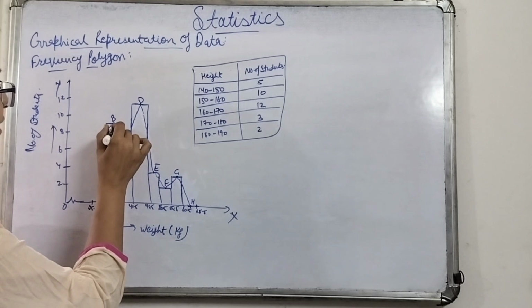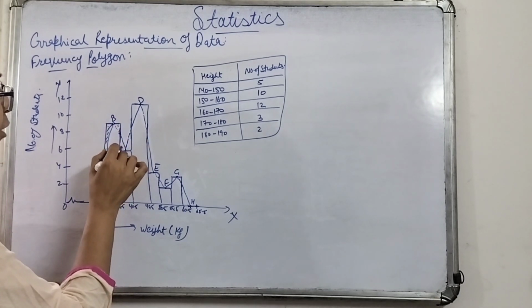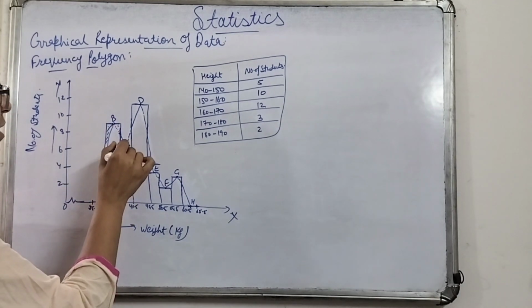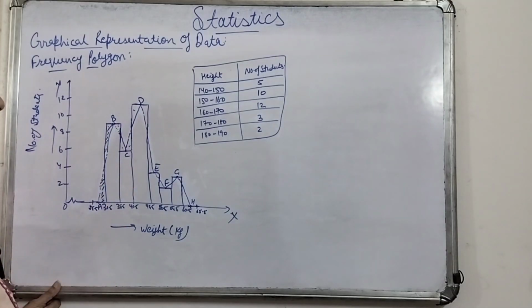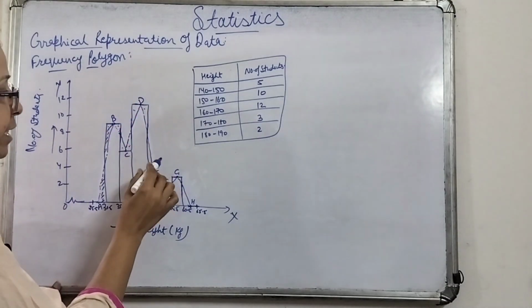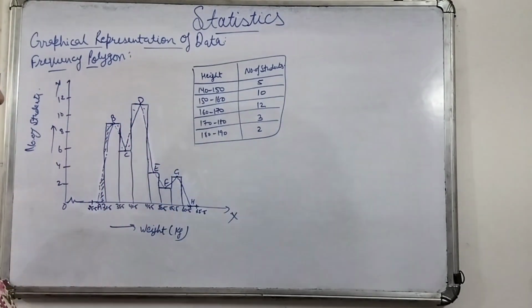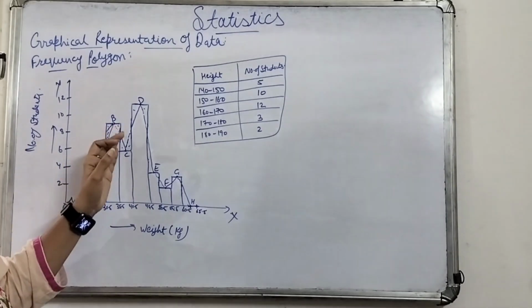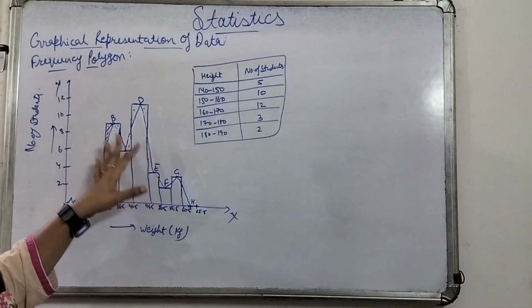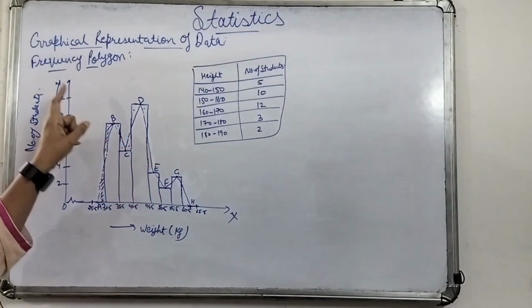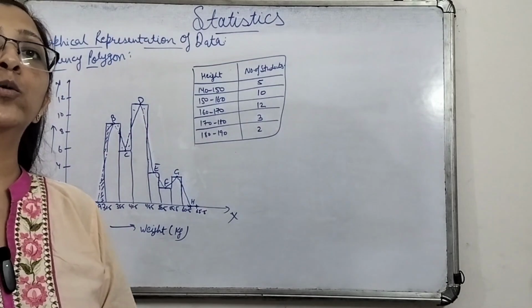Similarly, the area of this rectangular part will be equivalent to the area of this rectangular part, and likewise for the other parts, because they are congruent triangles. So we can say that the area of the histogram will be equivalent to the area of the frequency polygon.